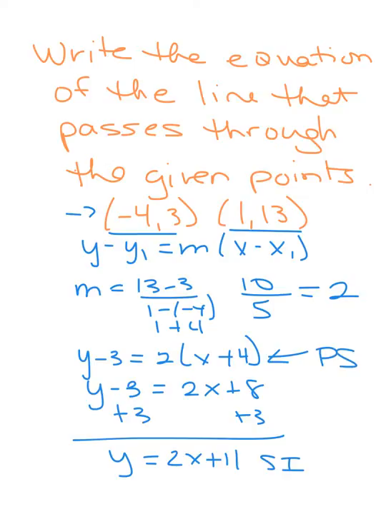Now the point-slope formula we can't graph in. That's really just an equation of a line that helps us get to our slope-intercept form. I say point-slope form is a working equation to help us get to slope-intercept form.